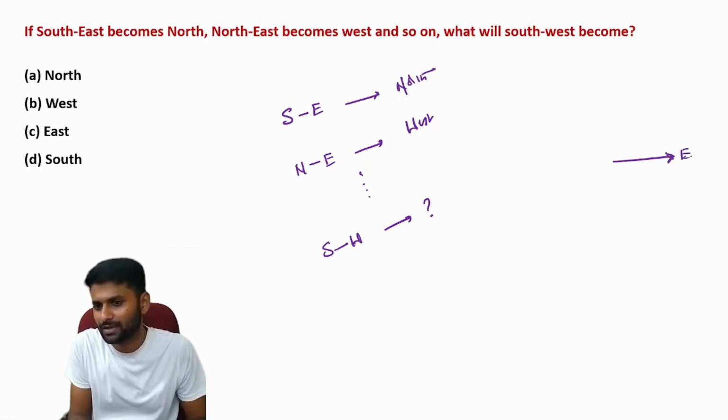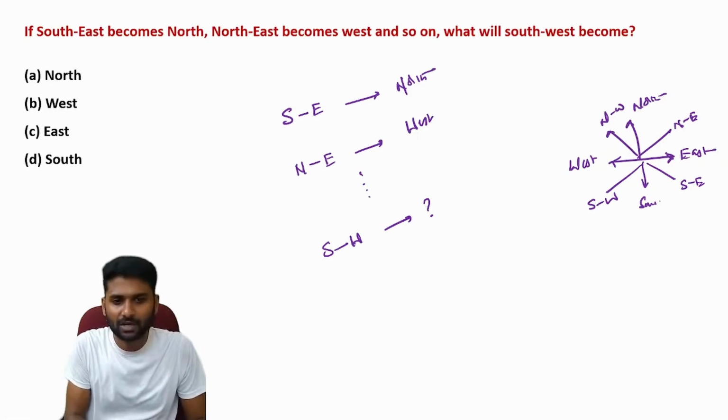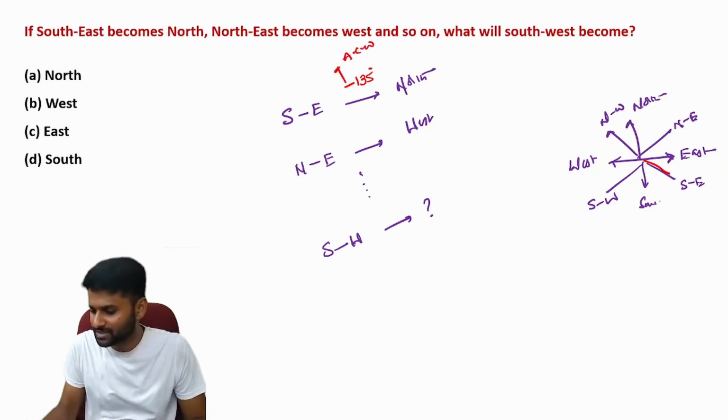Right side arrow is always east. Opposite of east is west. If the arrow is moving up, it becomes north. Downside is south. Between them are northeast, southeast, southwest, northwest. Now here is the reference. If the reference says southeast becomes north, guys, how does southeast become north? It moves 135 degrees in the anti-clockwise direction.